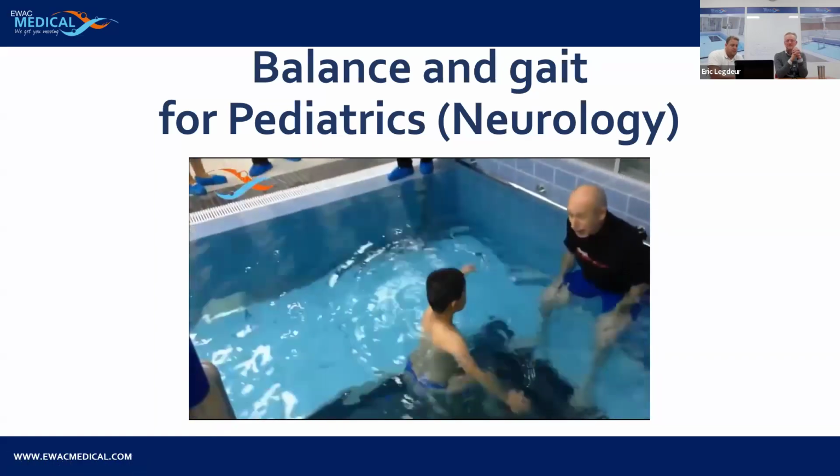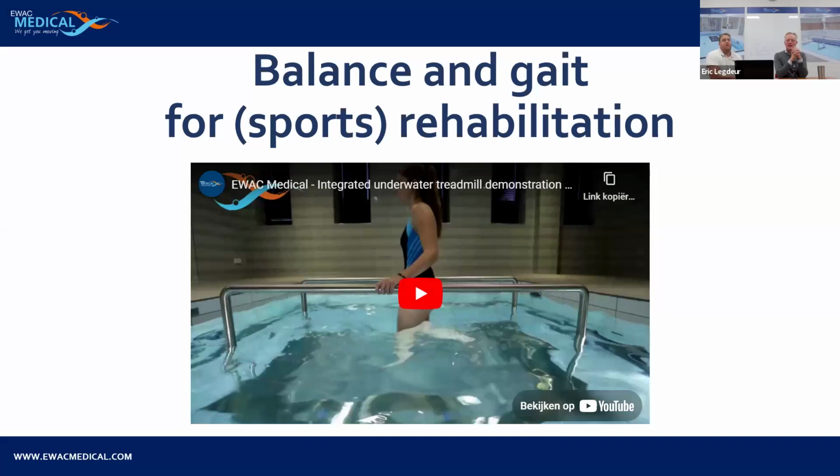All right. And this is an example of walking on an underwater treadmill, but then more for sports rehabilitation. This video was actually made at a sports facility that we have here in the Netherlands, where they have a very tiny pool, which is only equipped with a movable floor and an underwater treadmill and a countercurrent system, just like the system that I referred you to when I was introducing all these different degrees of freedom at the beginning of the presentation.